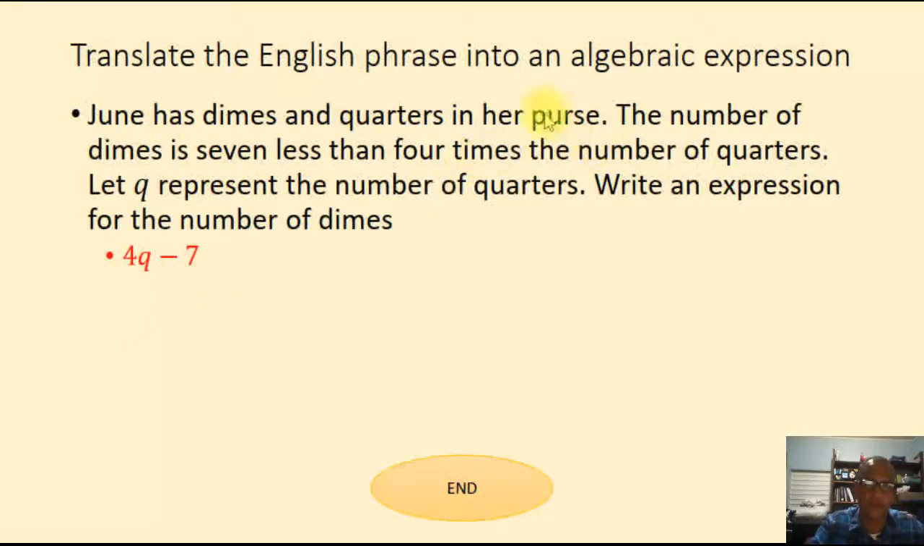So the number of dimes is 7 less than something. So it's something minus 7. What is that something? Well, it's 7 less than 4 times the number of quarters. So that's 4Q if we let Q represent the number of quarters.